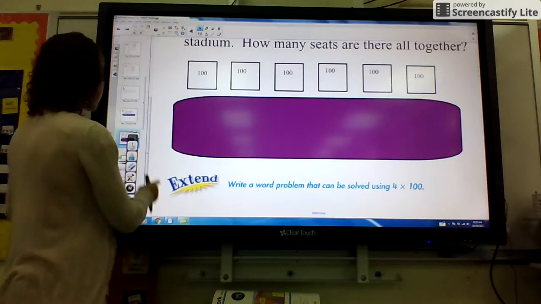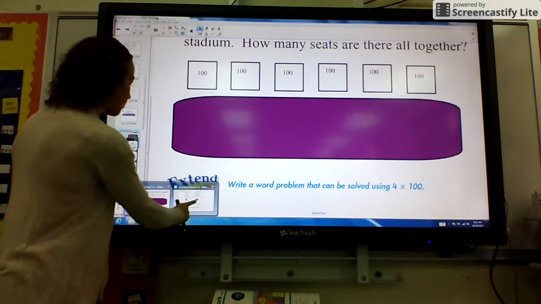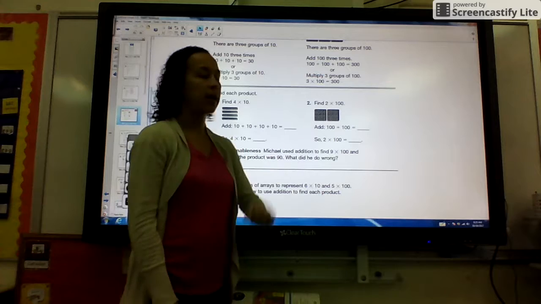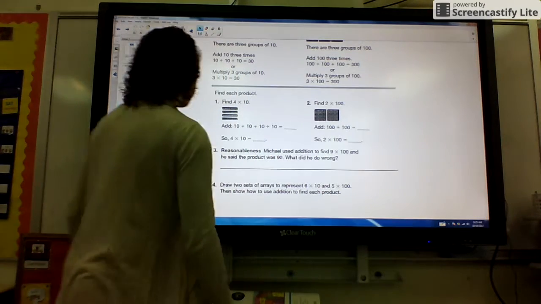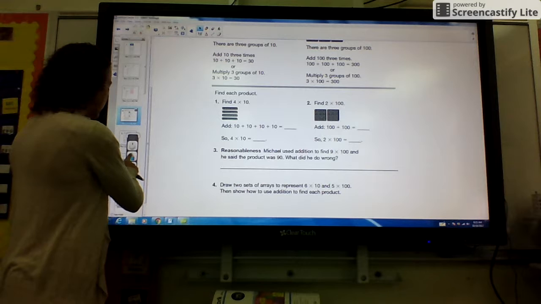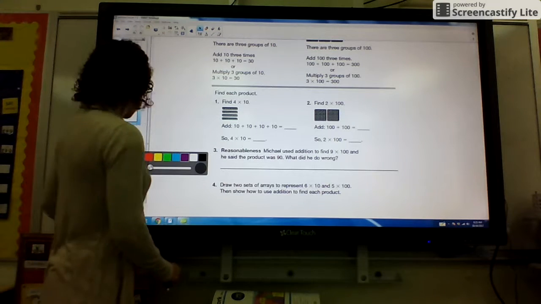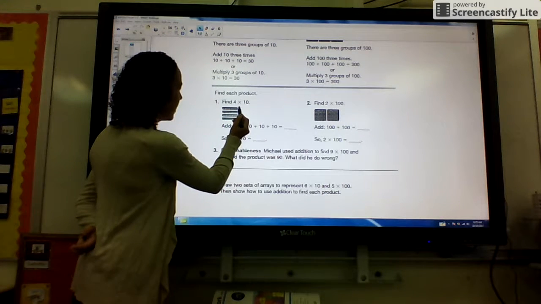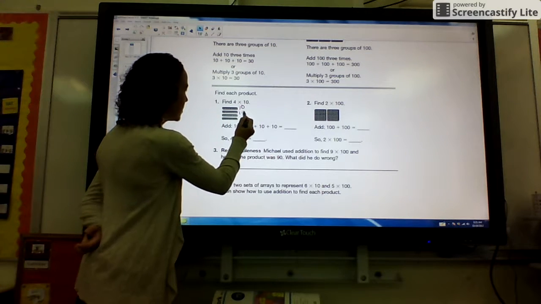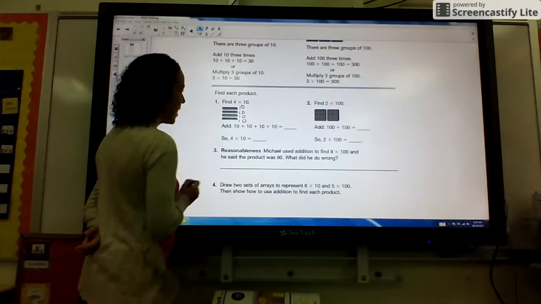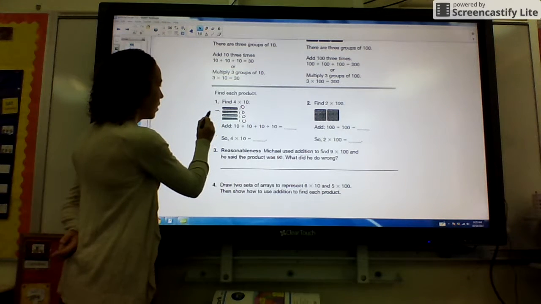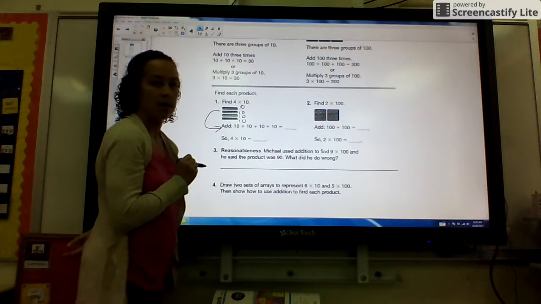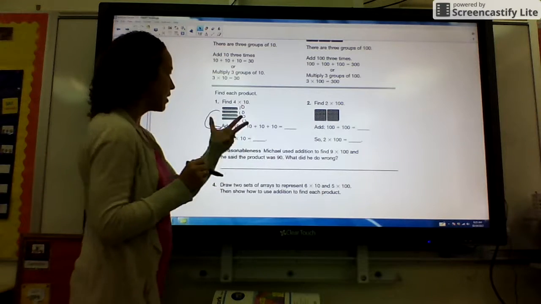So let's take a look at a practice problem here for you now. And this is on your reteaching. We're going to do number 1 together, and then I would like you to try number 2 on your own. All right. So let's take a look at number 1. They want us to take a look at 4 times 10. Well, they give us our 10s here. So we have 10, 10, 10, and 10. Those are our longs. And that's where this comes from, the adding of the 10 plus 10 plus 10 plus 10. Well, 10, 20, 30, 40.